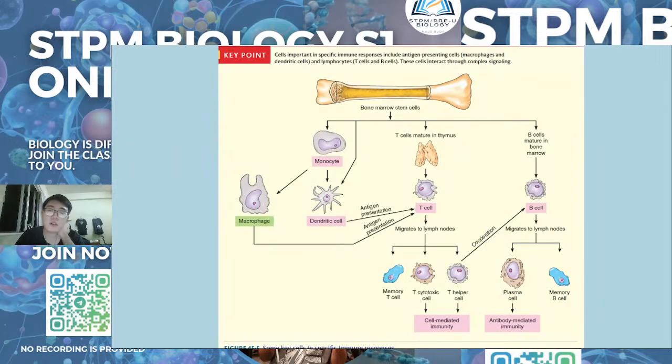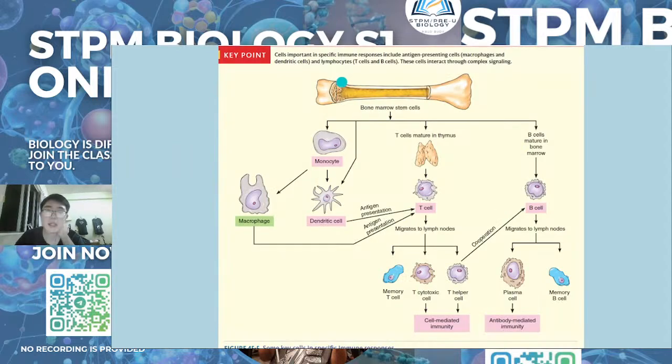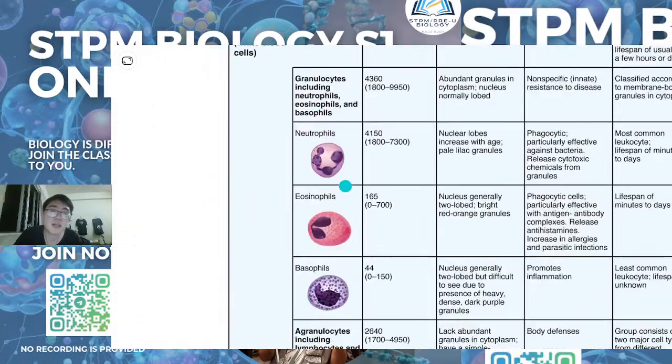So this one is about the leukocyte. There are a total of 5 types of leukocyte, and there are 2 main categories, either granulocyte or agranulocyte. Granulocyte means the cytoplasm is granular and it has a large lobed nucleus. You see here, all of these are white blood cells, right?